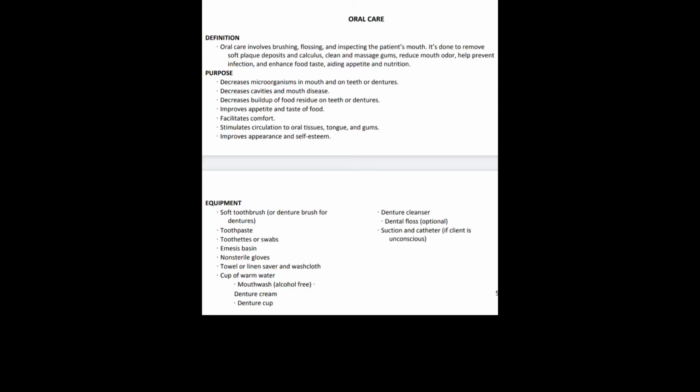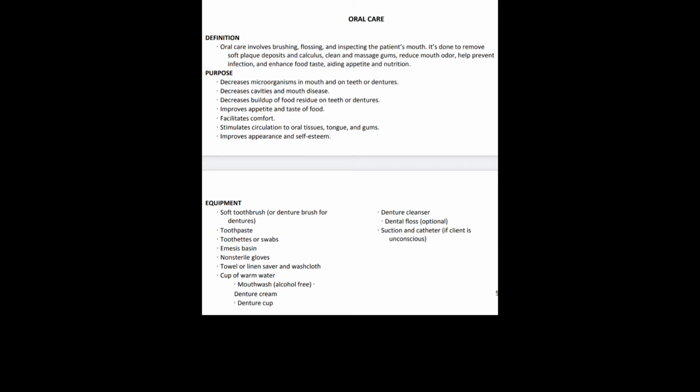Next is the oral care. Oral care involves brushing, flossing, and inspecting the patient's mouth. It's done to remove soft plaque deposits and calculus, clean and massage the gums, reduce mouth odor, help prevent infections, and enhance food taste, aiding appetite and nutrition.